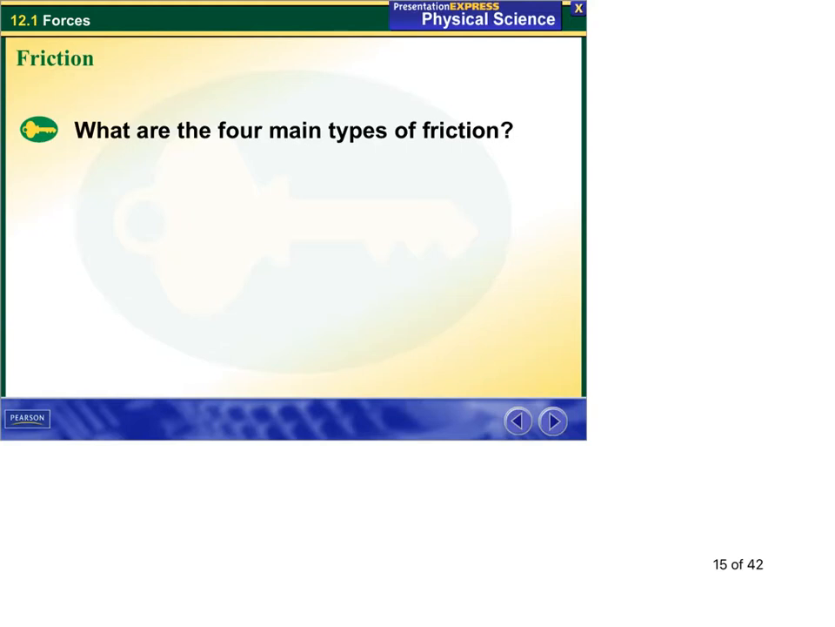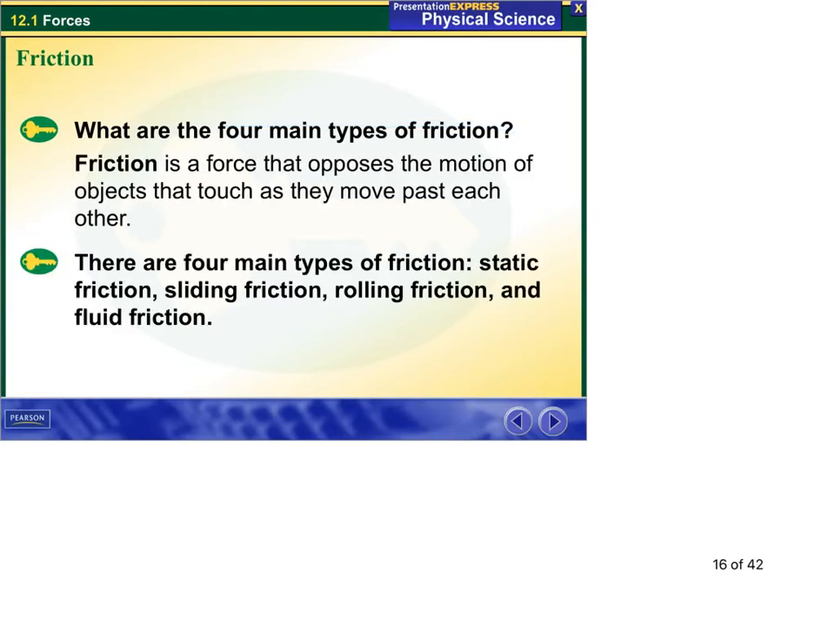Another type of force, friction. We have 4 main types of friction. You'll need to know what these are. Our 4 main types of friction are static friction, sliding friction, rolling friction, and fluid friction. Friction is a force that opposes the motion of objects that touch as they move past each other. So the objects have to be touching, and they have to be moving or trying to move past each other or along each other. What's preventing the motion is friction.